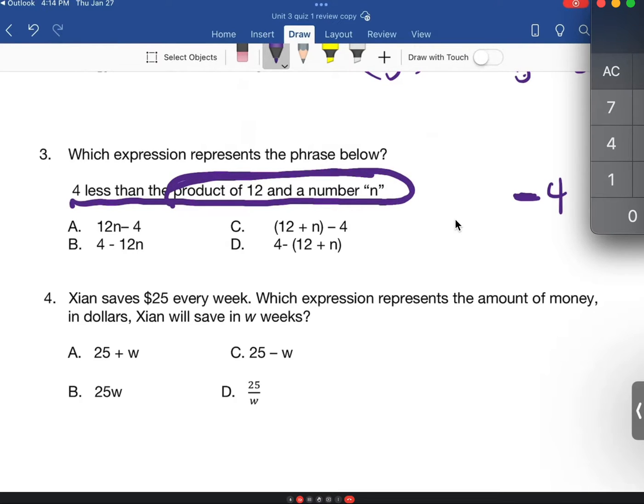So what does that mean? The product, right? So I know I'm multiplying something, right? And it's 12 and a number n. Now, I just wanted to show it as I'm translating it through my head, but I also know that we don't really write it like that, right? We would just write 12n, because a number next to a variable means you're multiplying. So I have the product of 12 and a number, so that's 12n, and I know that I have 4 less than that. Okay, which one shows me 12n, right?